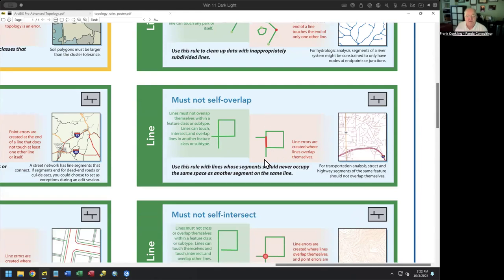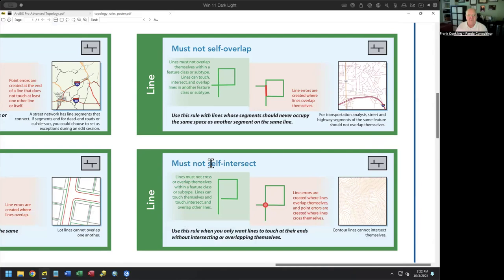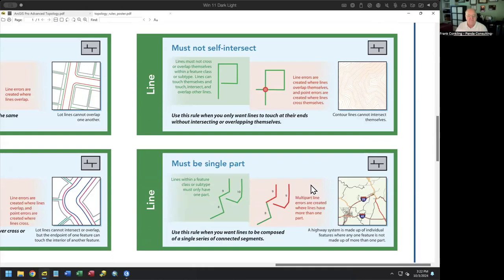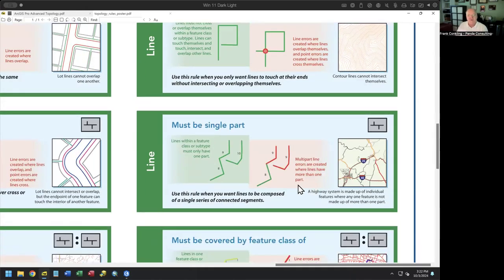Must not self-intersect. This is what I talked about earlier, where the line goes around and comes back on itself. Again, a single feature class. Must not self-intersect. Similar, this is where the line comes all the way around and intersects with itself without being broken.